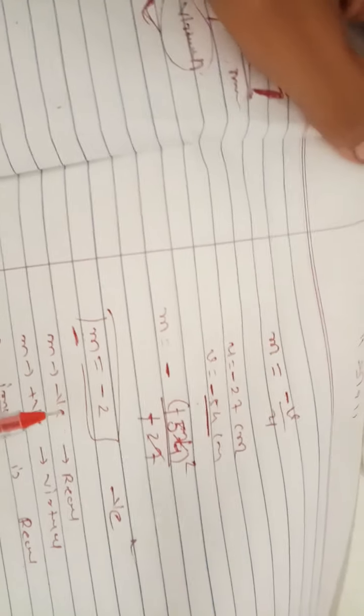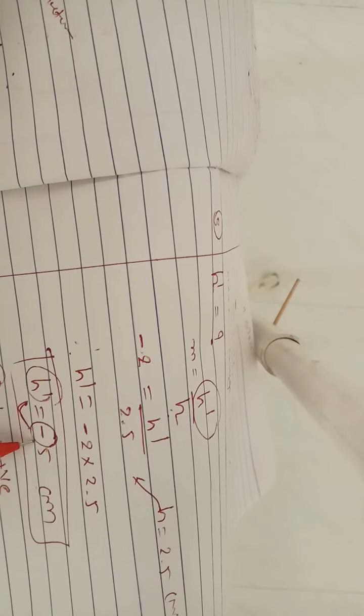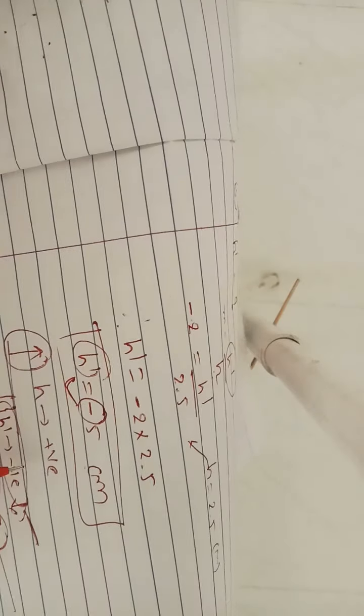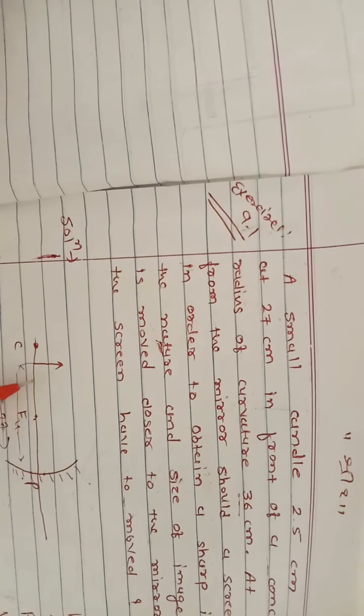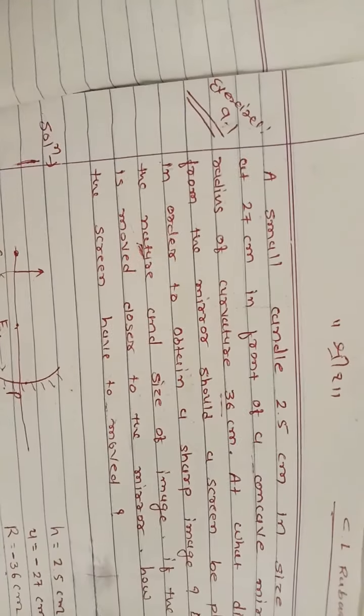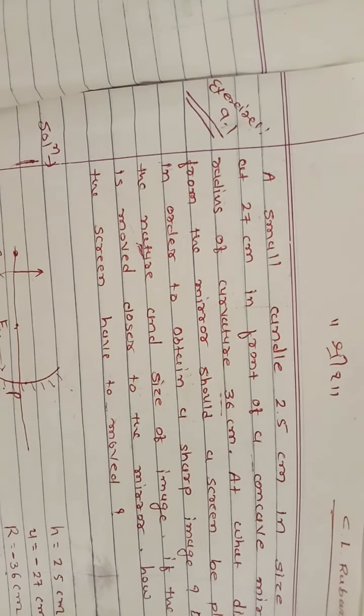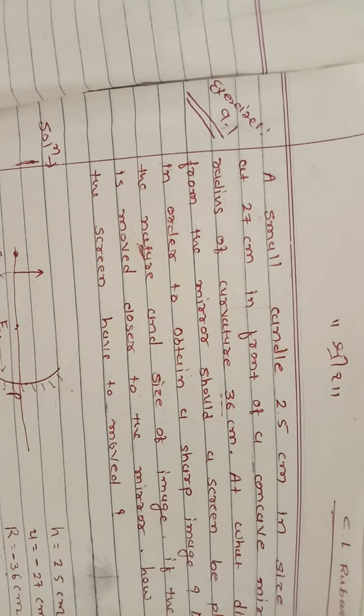After that, you have to find out the size of the image. So h dash we have to find out. So we know the equation m is equal to h dash by h. We have to find out h dash, so put the values of m and h. So from that you get h dash, that is -5. This minus indicates below the principal axis. Okay, and the last question, when the object is moved towards the mirror, you should move the screen away from the mirror. So this is our exercise 9.1, that is the numericals 9.1.